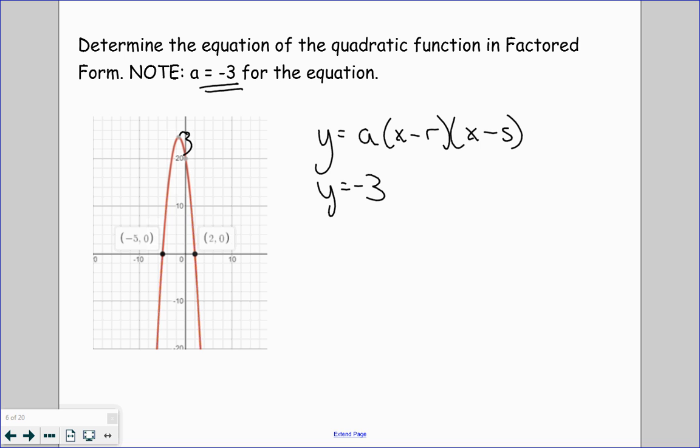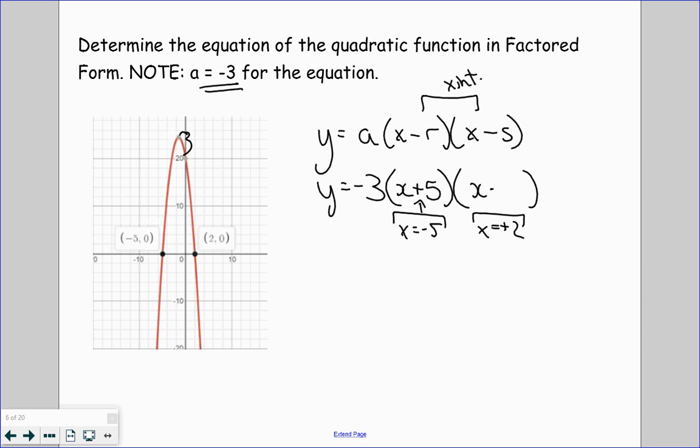The reason why I gave it to you is because it's a little bit hard to see on this picture. So these two brackets represent the x-intercepts. I have an x-intercept at -5, and I have an x-intercept at +2. If the x-intercept is -5, then we write x plus 5. Do you remember? We have to do the opposite. And if the x-intercept is at +2, then we write x minus 2. And that's it for factored form.